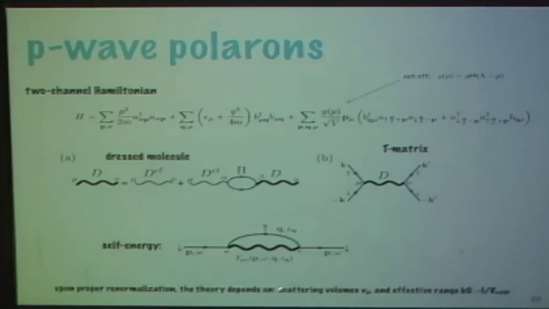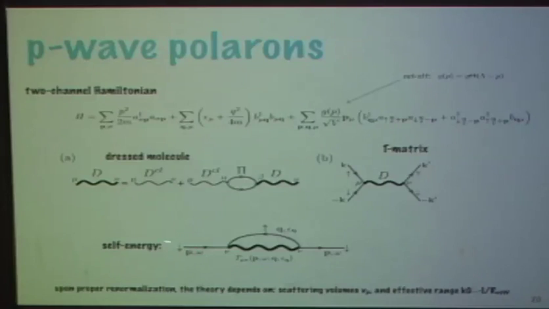Upon proper renormalization, the theory depends on the scattering volume, V mu, and on the effective range, K naught, which has to be taken of order one over the van der Waals range. For the rest, the diagrams are completely the same as in the S-wave case. The dressed molecule is composed of a bare molecule, opening up in the open channel, propagating as two atoms in the open channel, and then this is the Lippmann-Schwinger equation for the molecule. The T matrix describes two particles in the open channel forming a dressed molecule and going out again in the open channel. And the self-energy is again exactly the same as in the S-wave problem.